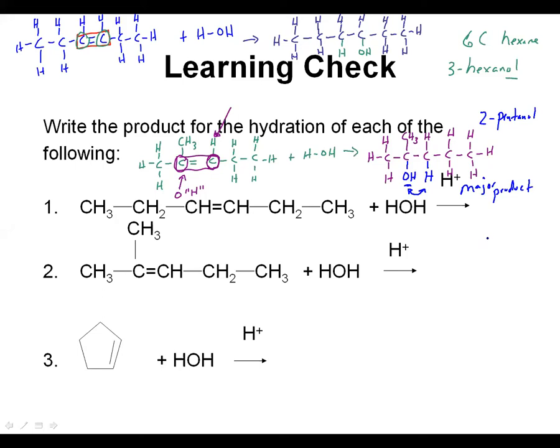All right, and lastly here, if we look at this molecule, just like before, the double bond is right here. This carbon has a hydrogen. This carbon has a hydrogen.